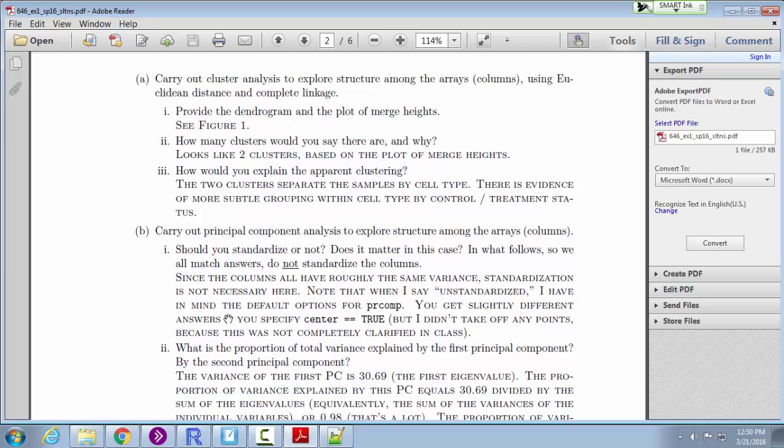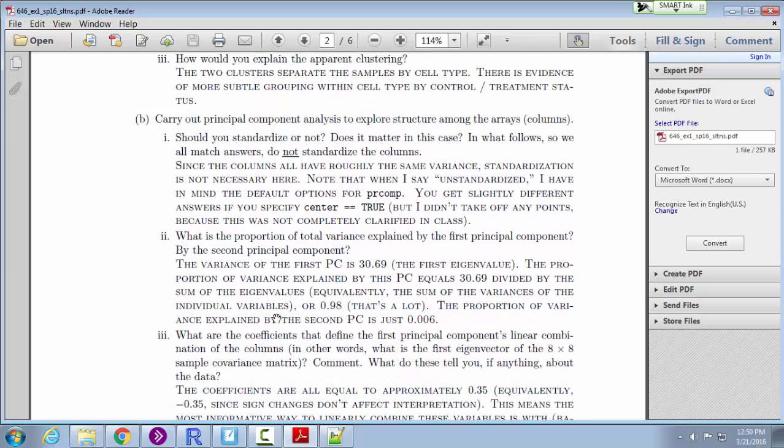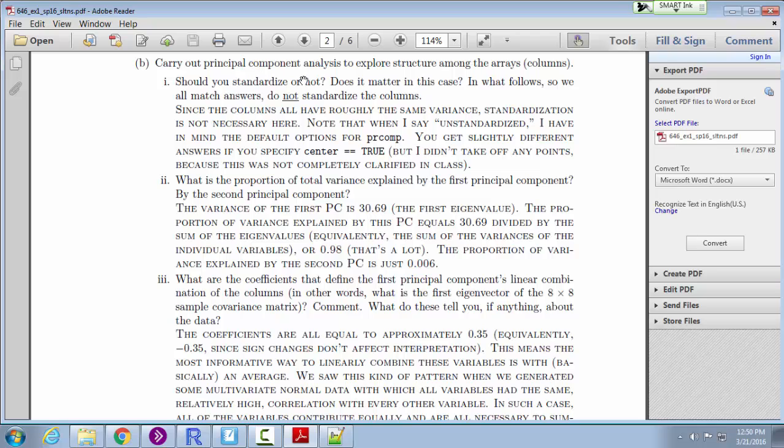Okay, and then part B was where I wanted to make a comment. So do principal component analysis to explore the columns. Should you standardize or not? As long as you justified what you said, I was happy, but in this case, you definitely did not have to standardize because the scales were already comparable.